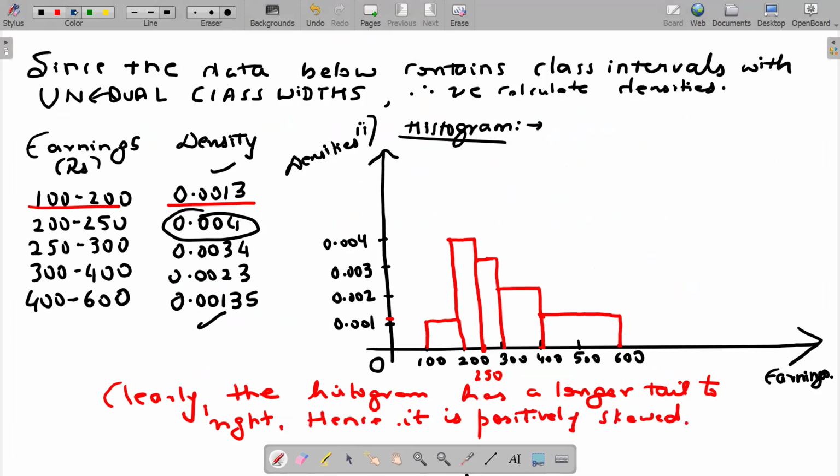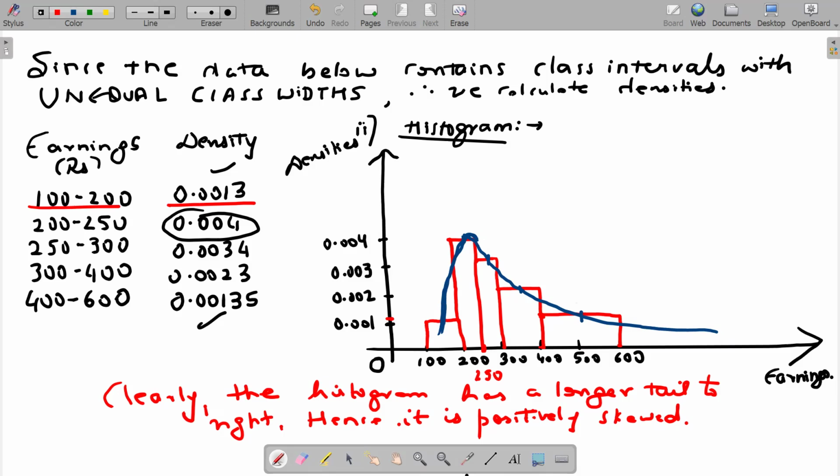If I take midpoints, and if I join them using a freehand, it looks somewhat like this. It's coming like a positively skewed distribution. Now I'm not using any scale. I'm just using a rough hand to join the points. So you can clearly see that it's a positively skewed histogram.